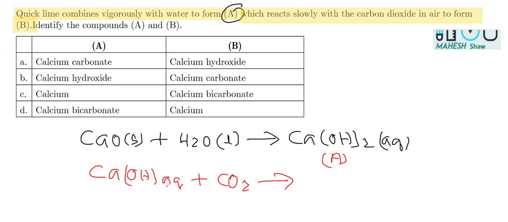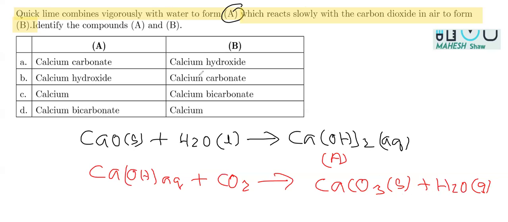And we know that this calcium hydroxide slowly reacts with carbon dioxide in the air to form calcium carbonate, CaCO3, which is in the solid state, and to release water. Water so released generally should be in the vapor form, so we write G for gas here.